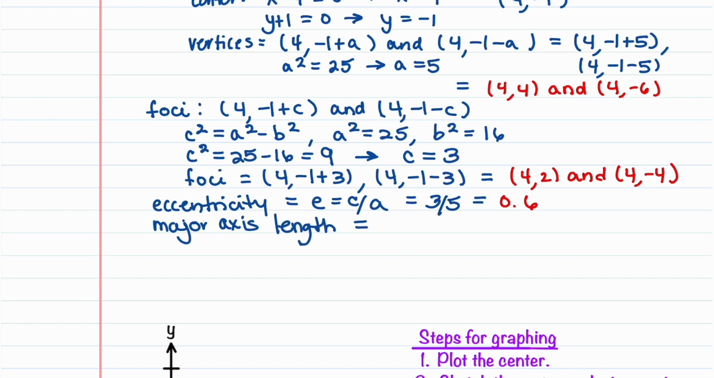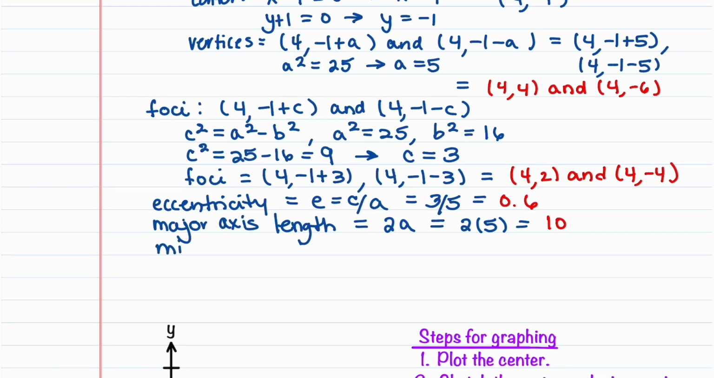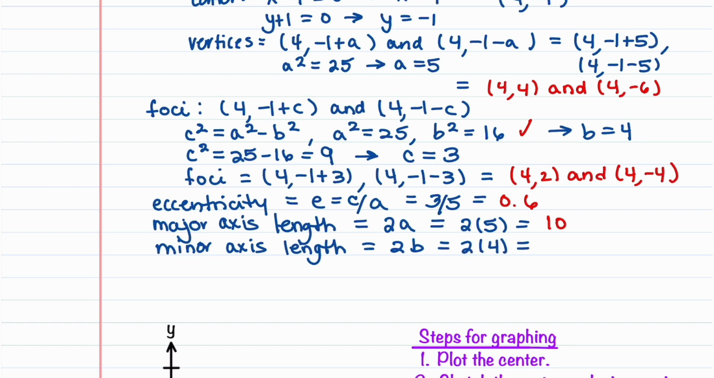We now need to find the major axis length. This isn't too hard to find. It's just equal to 2 times a. Our a is equal to 5, so we have 2 times 5. So this is just equal to 10. We have one last thing to find. It is the minor axis length. It is equal to 2 times b. We found right up here that our b squared is equal to 16, so that tells us that b is equal to 4. So let's go ahead and plug that in. We have 2 times 4, and that's equal to 8.